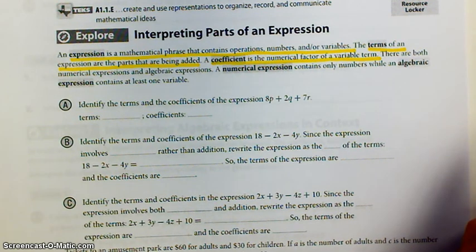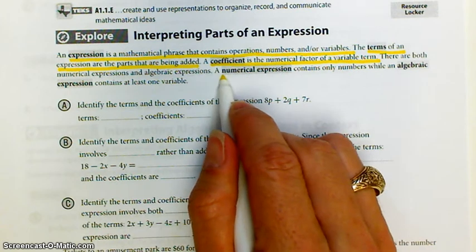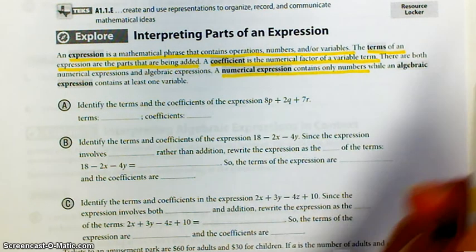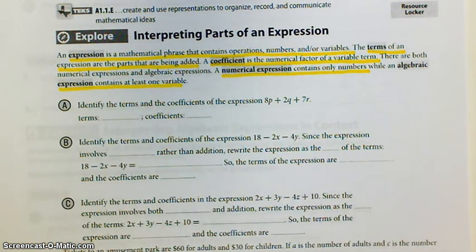It says they're both numerical expressions and algebraic expressions. A numerical expression contains only numbers. An algebraic expression contains at least one variable. Okay?